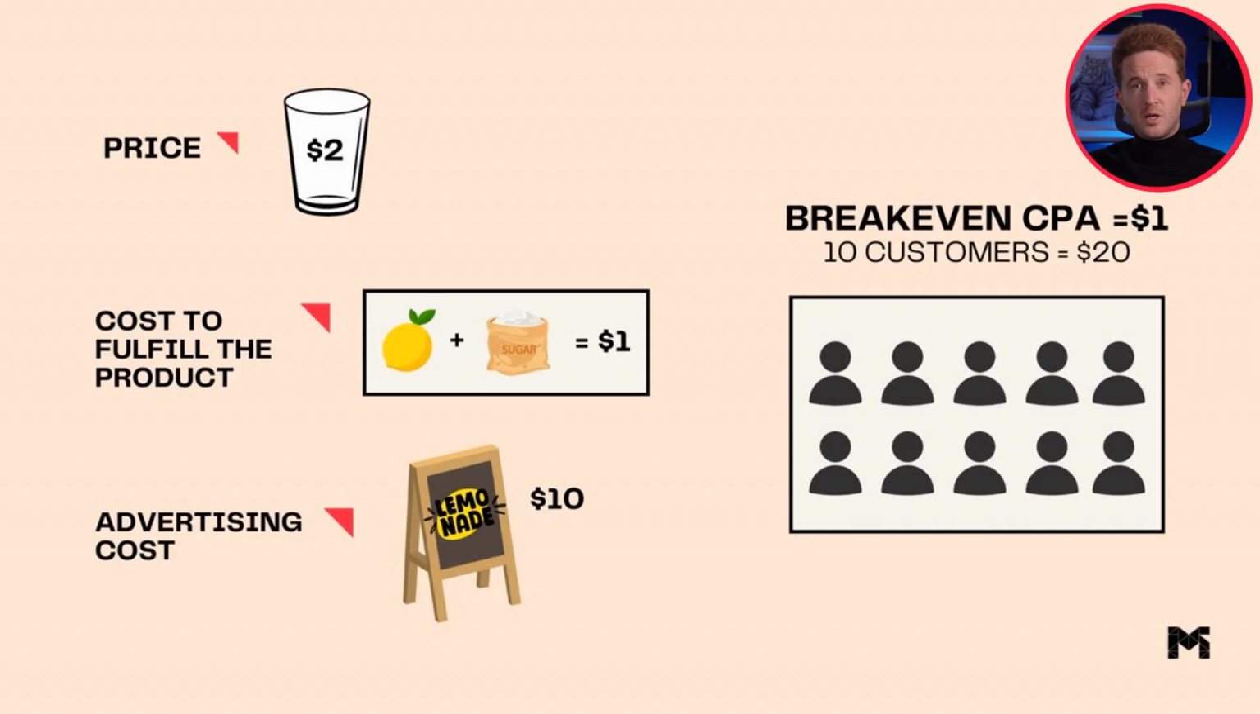Break even CPA means what can you spend to acquire a customer to get to zero? And in this case, if I spend $1 in advertising costs to get every single customer, I'm going to wind up with zero. So if I spent $10 and generated 10 customers and I sold them 10 $2 cups of lemonade, I walk away at the end of the day with $0. That's my break-even CPA. I know I'm going on a lot about break-even CPA, but it's important to know.